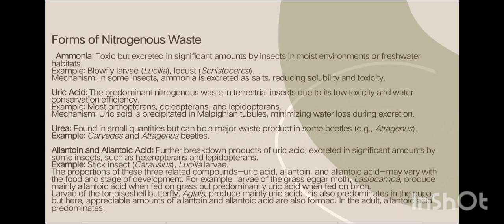The proportion of these different types of nitrogenous waste will differ in different stages of the insect life cycle. The larvae may produce one kind of nitrogenous waste, and the adult will produce another. That is the difference we can see.